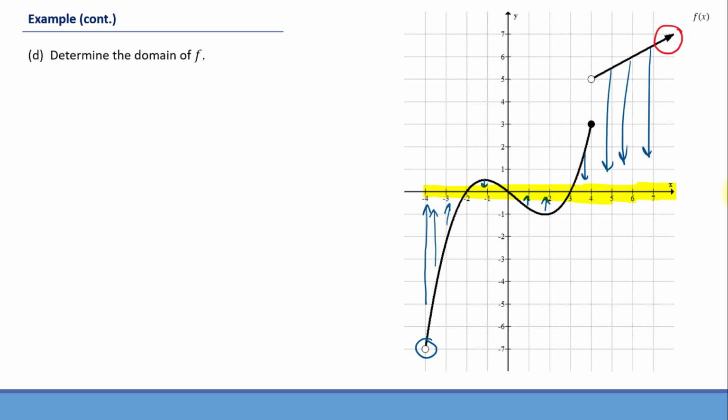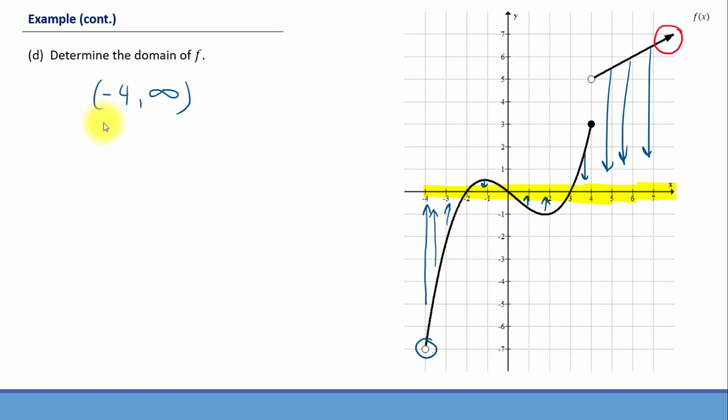How can we describe what I've just highlighted? Well, it's an interval that starts at -4, even though -4 is not included, and continues all the way to infinity. I can use the interval notation to write this down. It's the interval from -4 to infinity, but -4 itself is not included. That's why I'm using parentheses here.